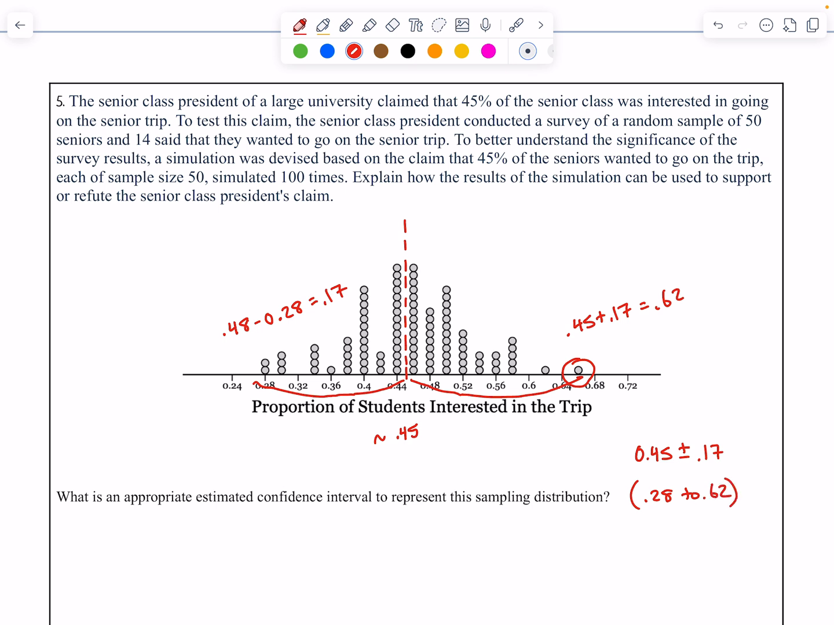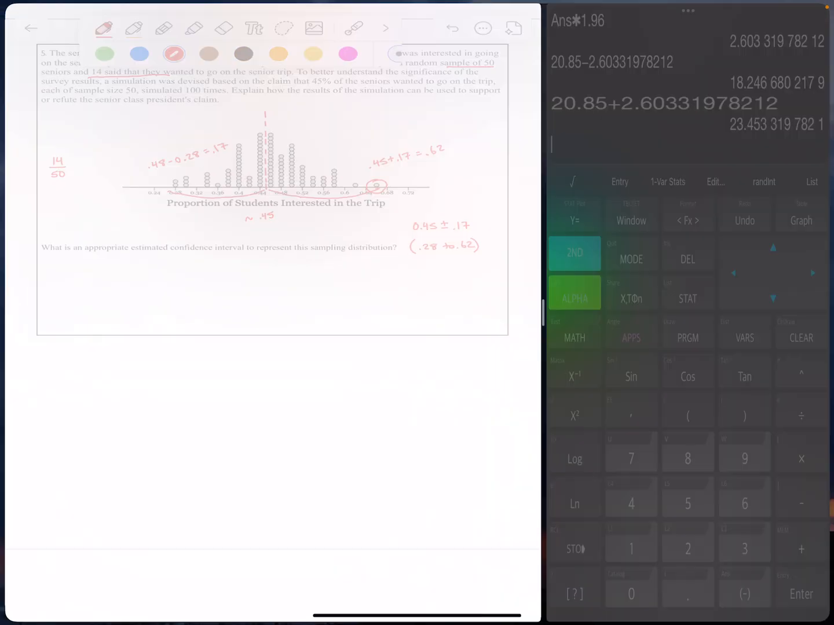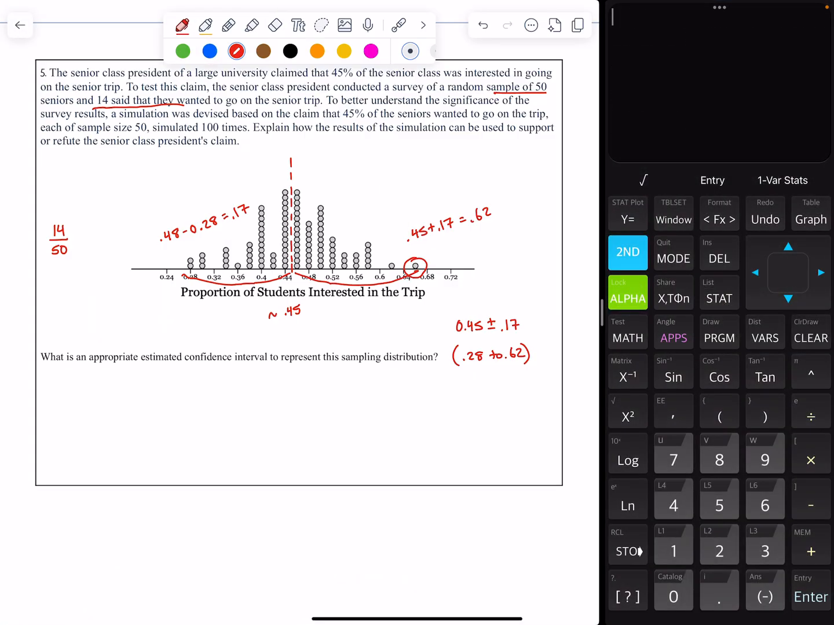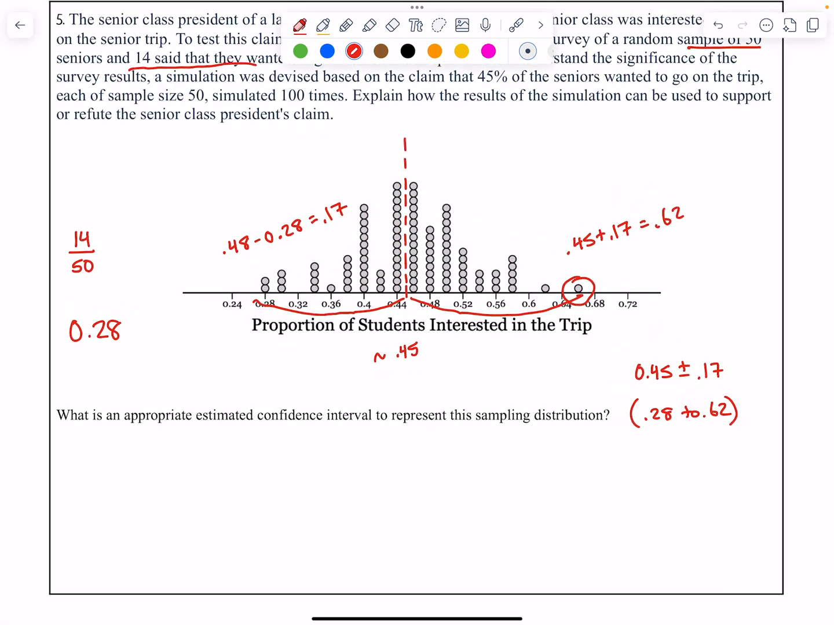So a follow-up question could be to say, the sample of 50, 14 said they wanted to go on the trip out of a sample of 50. So what is 14 out of 50? Because that's what they got based on their one sample. Would that be reasonable or not reasonable? So 14 out of 50 was 0.28. So when you look at 0.28 on your graph, it's way over here.